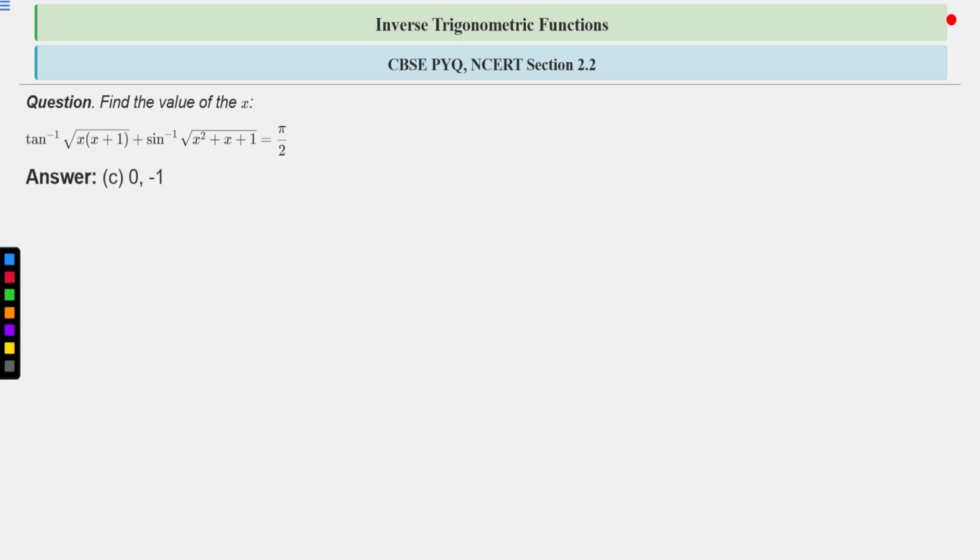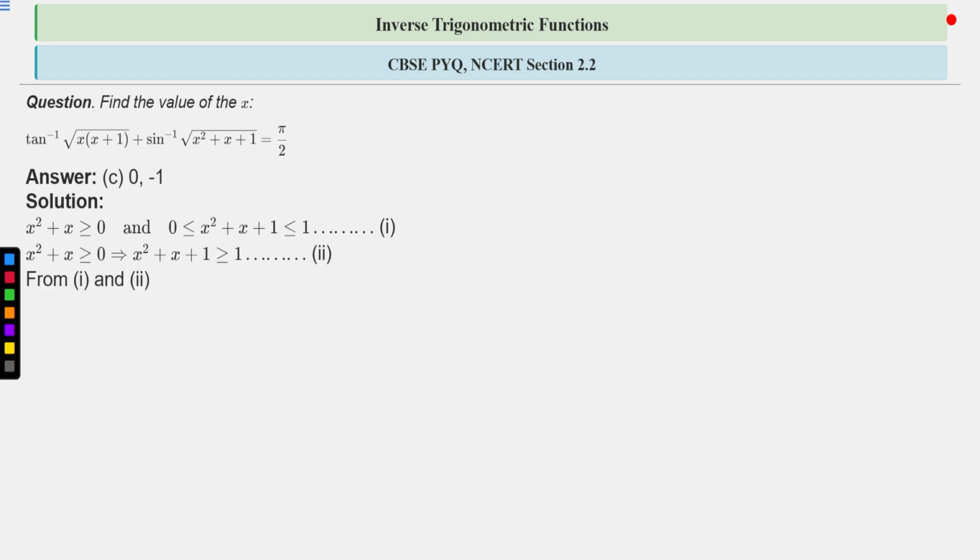Correct option is option C, which is 0 and minus 1, right? We have the expression tan inverse root over x into (x plus 1) plus sine inverse root over (x square plus x plus 1) is equal to pi by 2. So what can we do? See, x square plus x greater than or equal to 0 we can write, and x square plus x is between 0 to 1. Clear? So assume this as equation 1. So x square plus x greater than or equal to 0 implies x square plus x plus 1 greater than or equal to 1, right? So assume this as equation 2. Now from equation 1 and 2, x square plus x plus 1 is equal to 1.